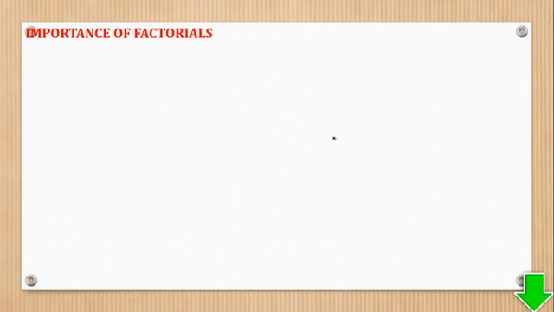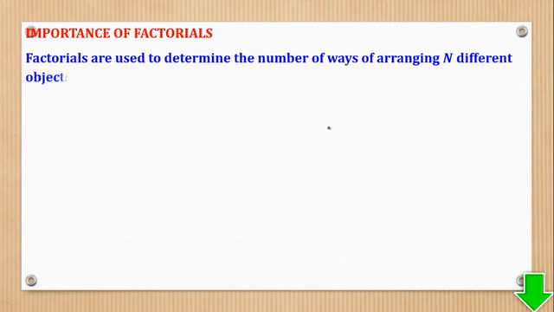So why do we study factorials? The main reason why we study factorials is to help us in arranging distinct items. Factorials are used to determine the number of ways of arranging n different items or objects in order.